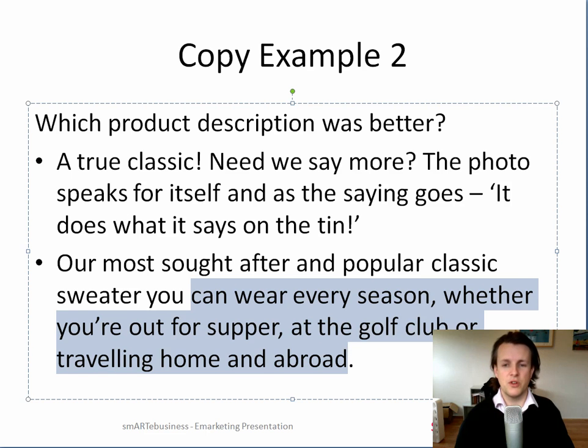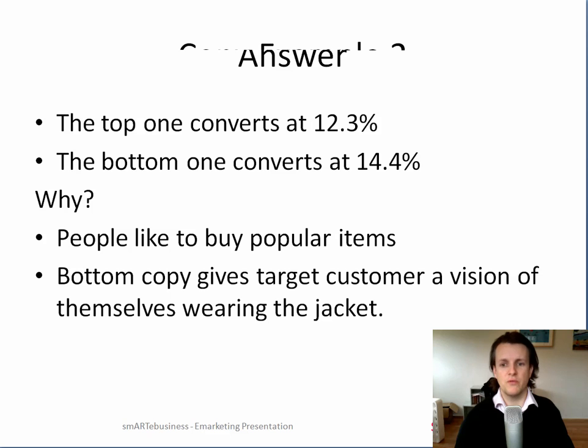And it turns out I was right. The top one converted at 12.3% and the bottom one converted at 14%. So that's a massive difference. With 100 visitors to that product page, you're getting 2 extra sales for every 100 people. And as I said, people like to buy popular items, and the bottom copy gives more of a vision.